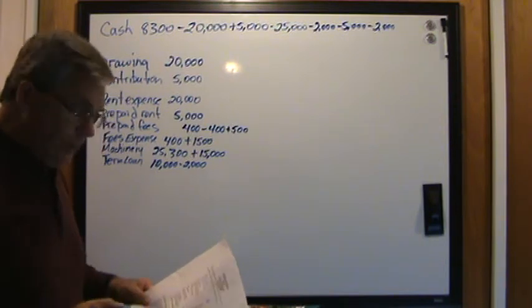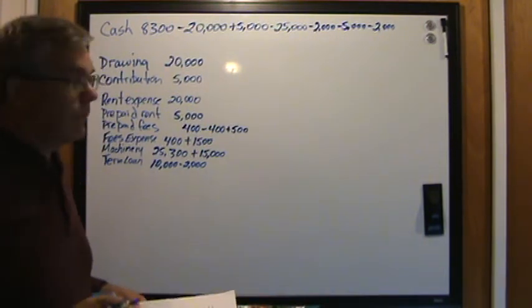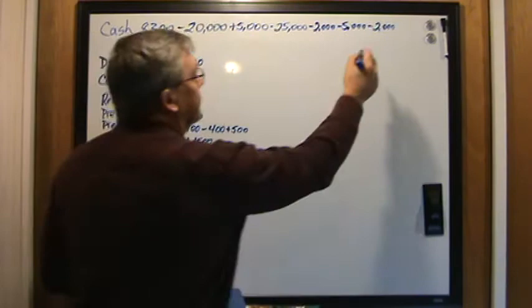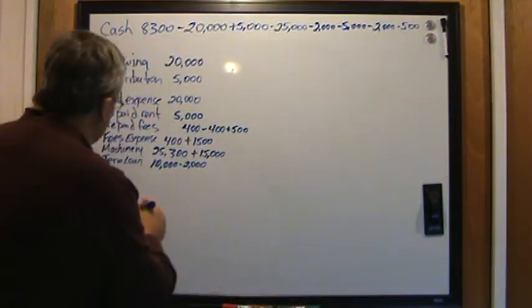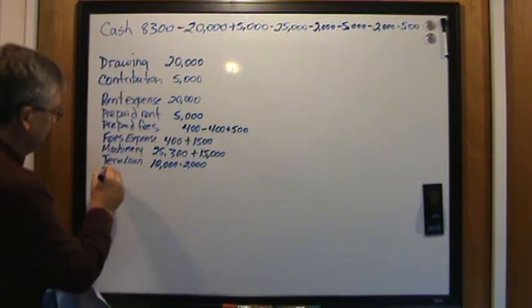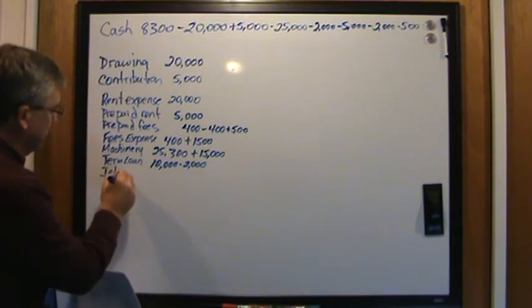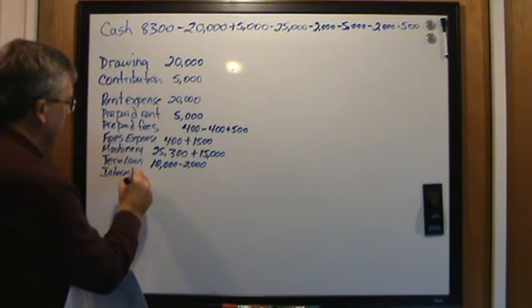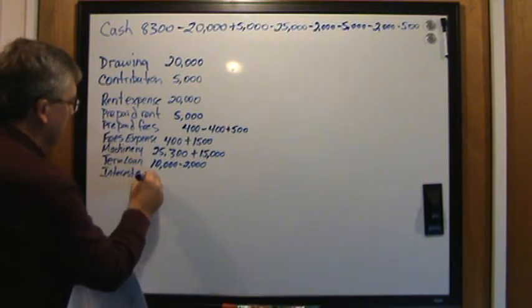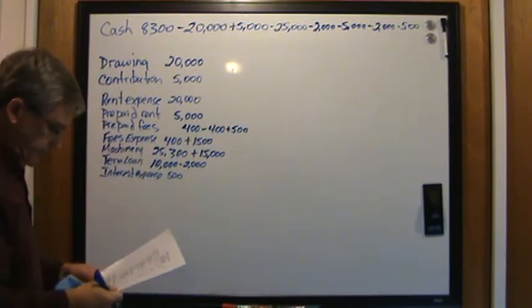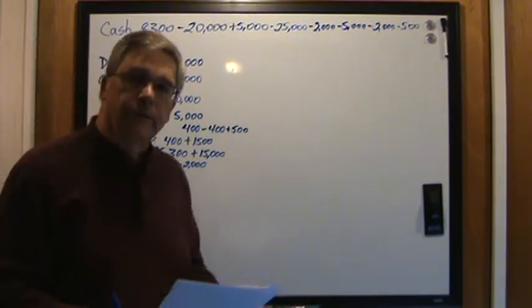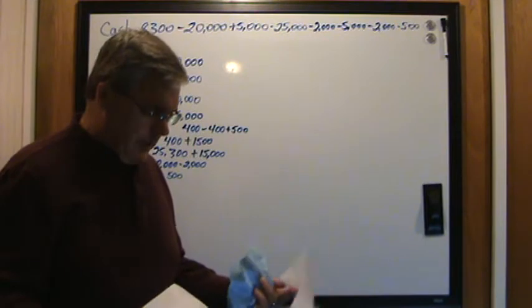In addition, there's an interest charge of $500. So the $500 comes out of cash, and that's interest expense on the income statement. This is the cost of borrowing. Interest expense is $500. That's enough of that one.